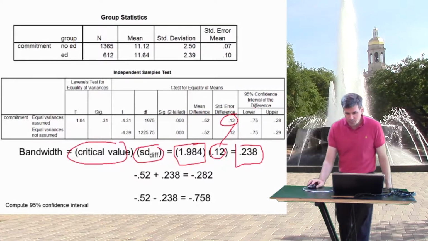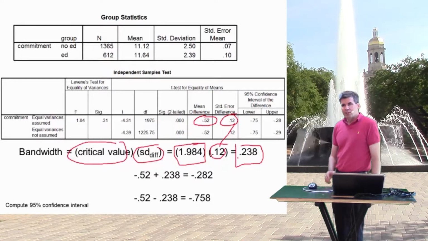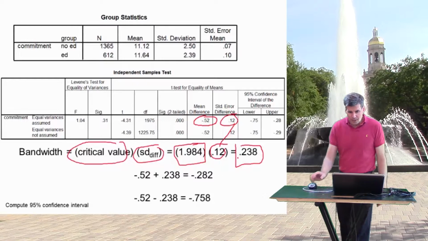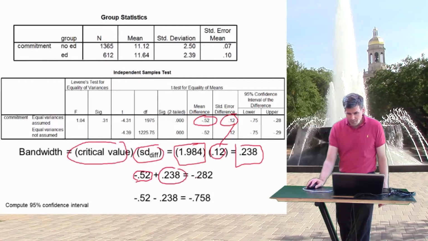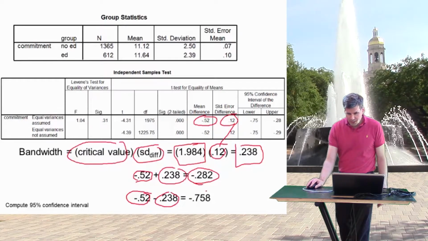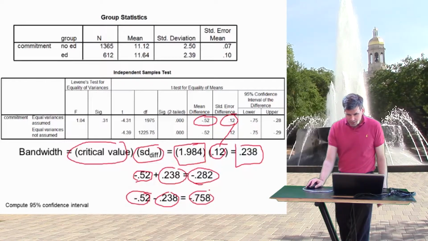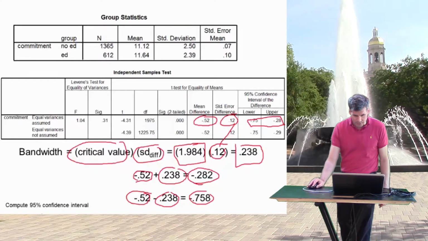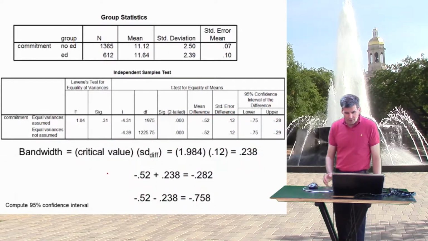mean difference. So our difference was 0.52. I can add that bandwidth and subtract that bandwidth to the mean difference. So 0.52 plus my bandwidth gives me negative 0.282. And the mean difference minus my bandwidth gives me negative 0.758. That's a bit off with rounding, but very, very close to what we had in our output right there. So that is how you would calculate the confidence interval.